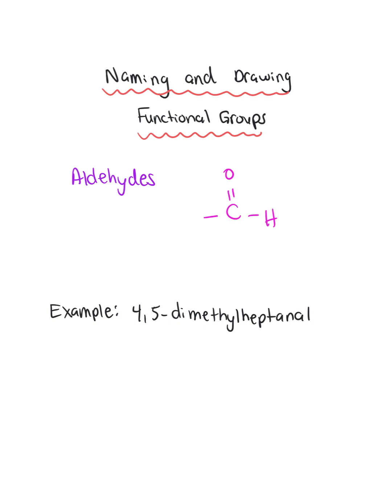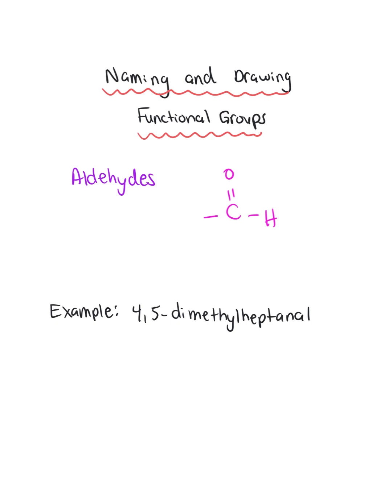It only has an option for one more bond here to the rest of the carbon chain, and that means that the aldehyde can only exist on one of the 2 ends of a parent chain, or on any end, depending on how intense the parent chain gets. It can only be on the end.